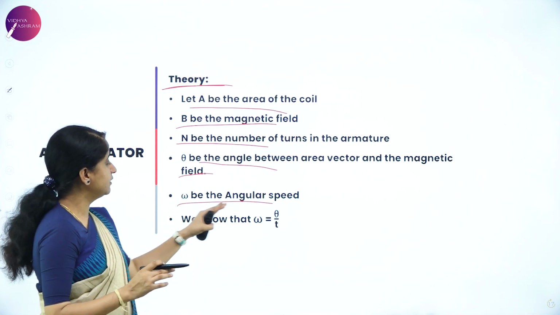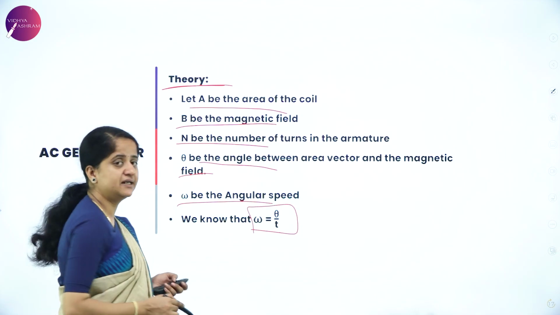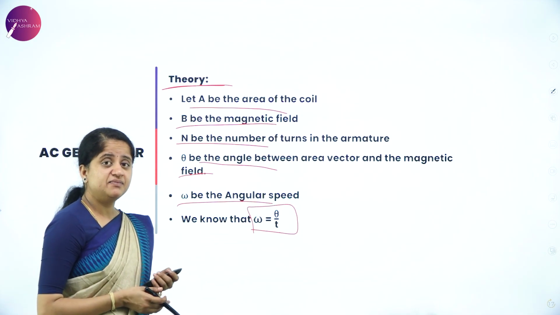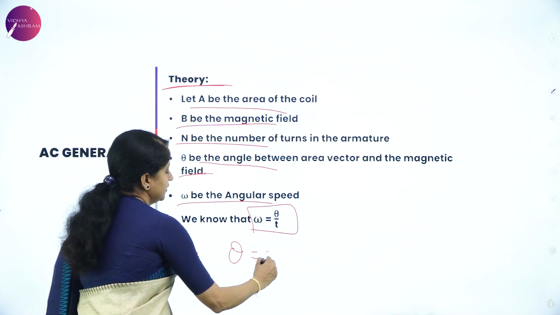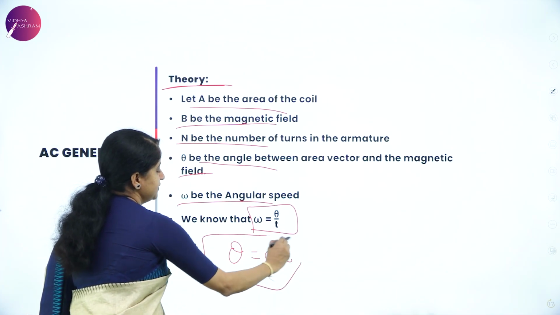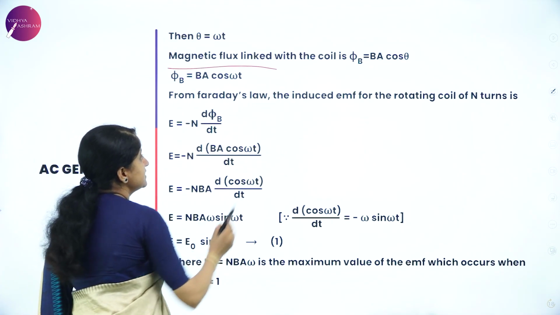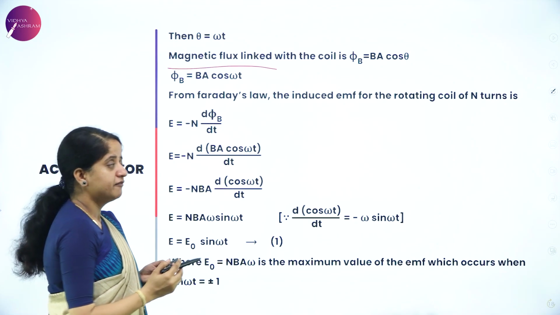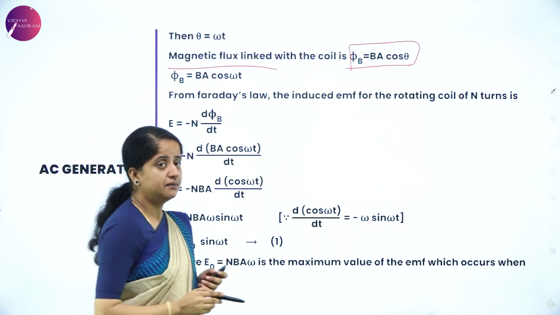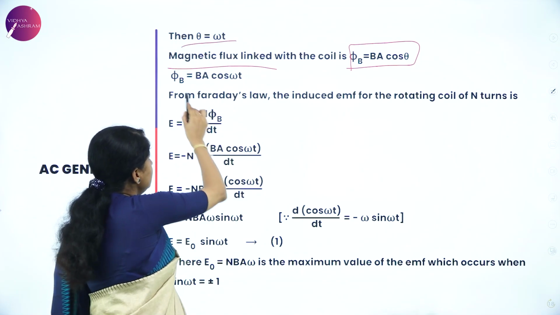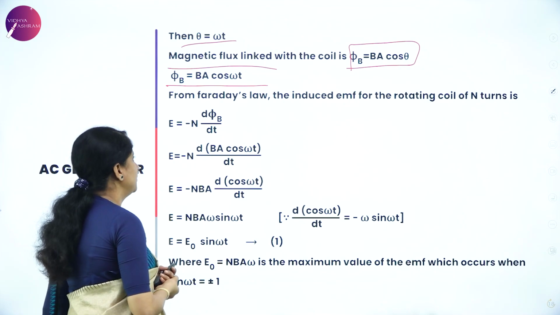Omega is the angular speed, and we know that omega is theta divided by t, that is, angular displacement divided by time. From this we can write theta equals omega t, which we use in further substitutions. The magnetic flux linked with the coil is given by phi B equals B A cos theta. But theta is omega t, so our expression becomes phi B equals B A cos omega t.